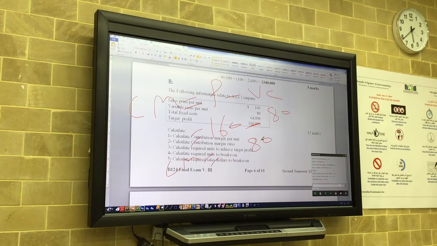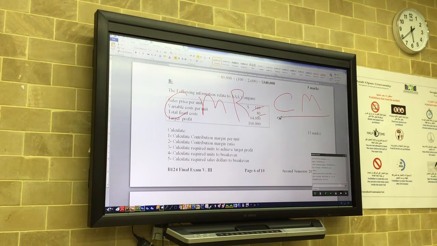Clear? And second, he asks you to calculate the contribution margin ratio. The contribution margin ratio will be contribution margin divided by the price. So the contribution margin was 80 divided by the price 160, which means 8 divided by 16. So the contribution margin ratio comes to 0.5. Clear?